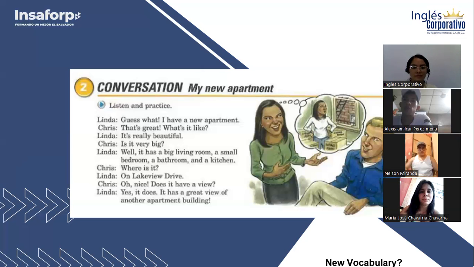Guess what? I have a new apartment. That's great. What is it like? It's really beautiful. It is very big. Well, it has a big living room, a small bedroom, a bathroom, and a kitchen. Does it have a view? Yes, it does. It has a great view of another apartment building.